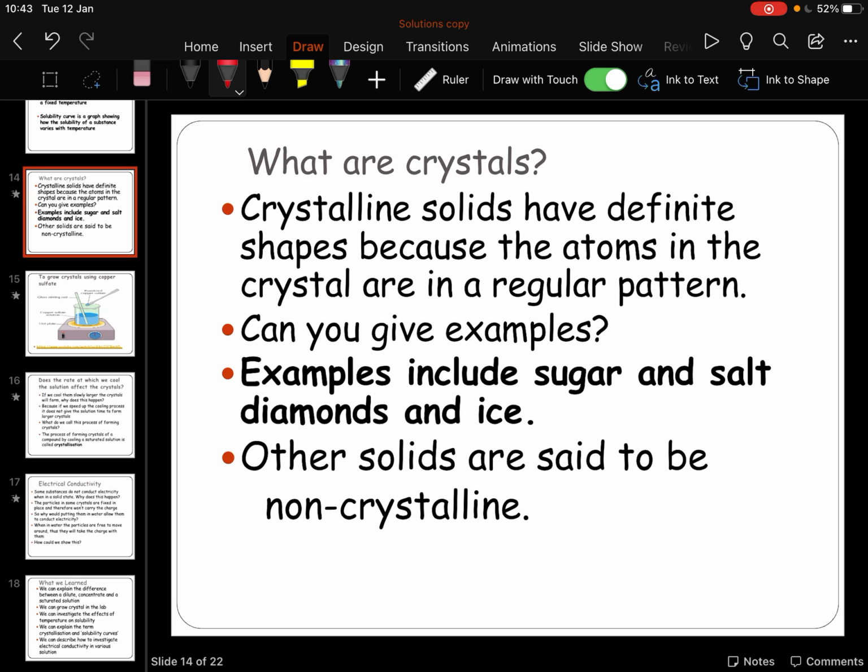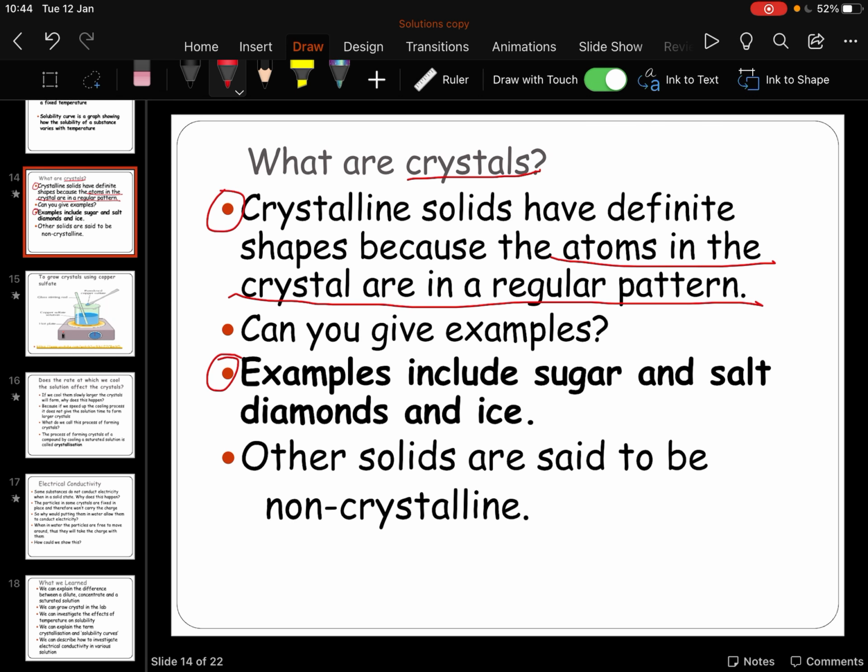Right, so your heading here is simply crystals. So what are crystals? Crystalline solids have a definite shape because the atoms in the crystals are in a regular pattern. So take that down. The key here is that the atoms in the crystal are in a regular pattern. They have a regular shape and a regular pattern. It's not chaotic.